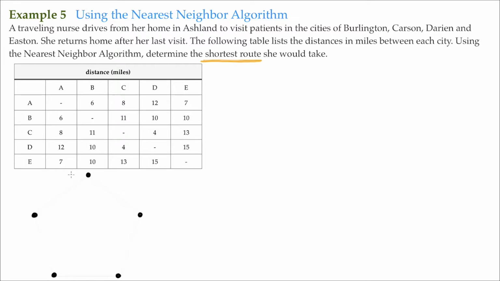And I can label this one Ashland, Burlington, Carson, Darien, and Easton. Now, to make it a complete graph in which every vertex is attached to every other vertex, just start at one of the vertices and connect it to every other possible vertex.